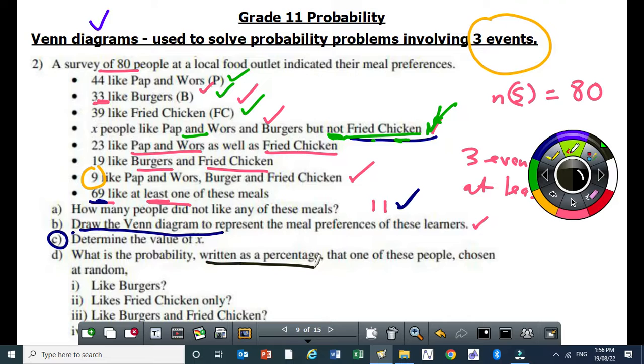Now, here, it doesn't say burgers only. It says burgers. Which means we need to take into account those who like burgers only, those who like pap and vegetables plus they also like burgers, and also those who like all 3 meals. Because it doesn't say burgers only.